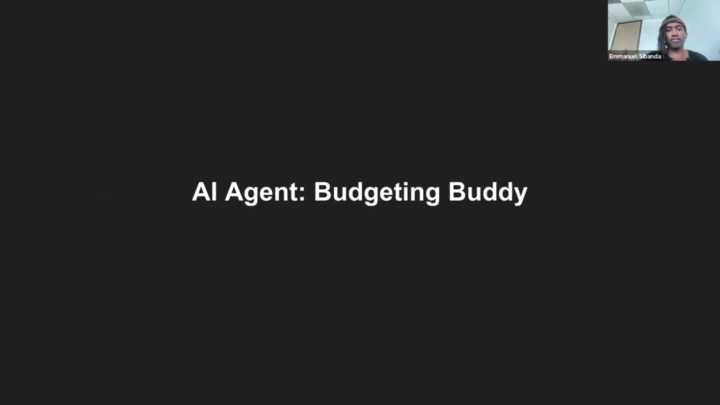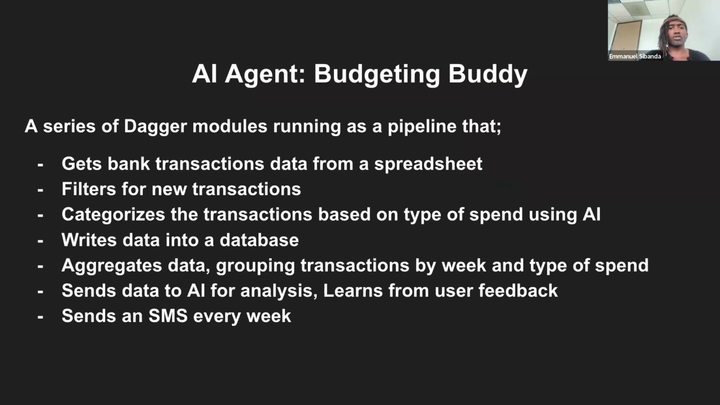So I'm going to walk you through the first AI agent. I call this Budgeting Buddy. So it's a series of Dagger modules, one of which is a pipeline that gets back transactions from a spreadsheet. They filter for new transactions. They categorize the transactions based on the type of spend using a zero-shot classification model. So for example, you want to classify some transactions as groceries, some as snacks, some as entertainment, to better understand where the money is going. The data is written into a database.